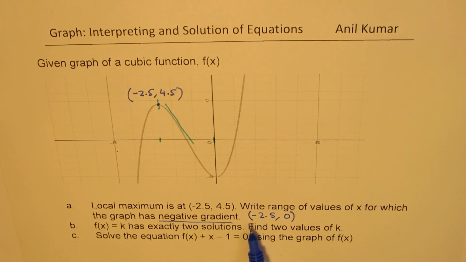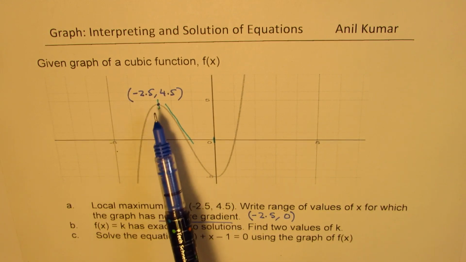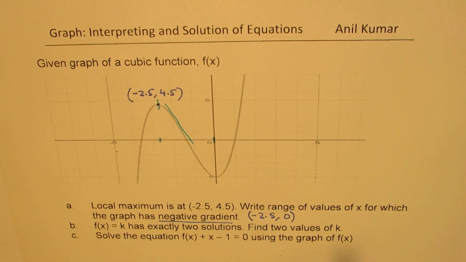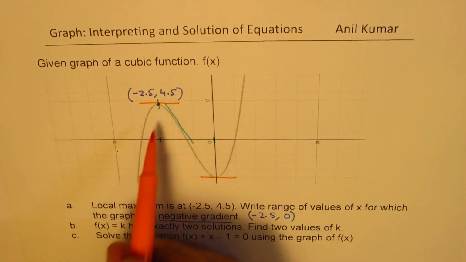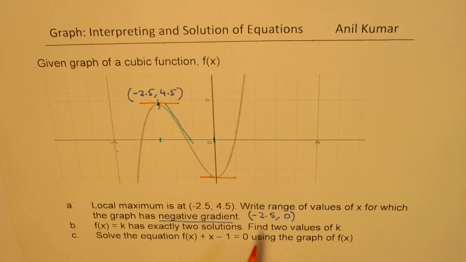Now it is important to note that both the endpoints are not included, since at 0 we have a horizontal tangent line. Here also we have a horizontal tangent line. So it's an open interval, right? You could approach minus 2.5 and also 0. In between we have negative gradient. At these points the gradient is 0, not negative. So they should not be included.